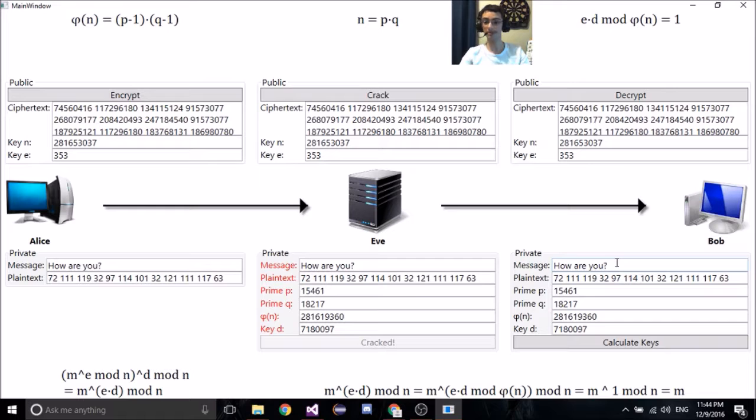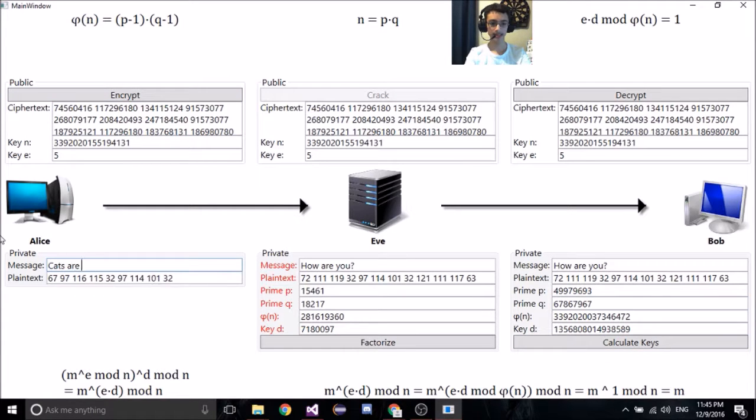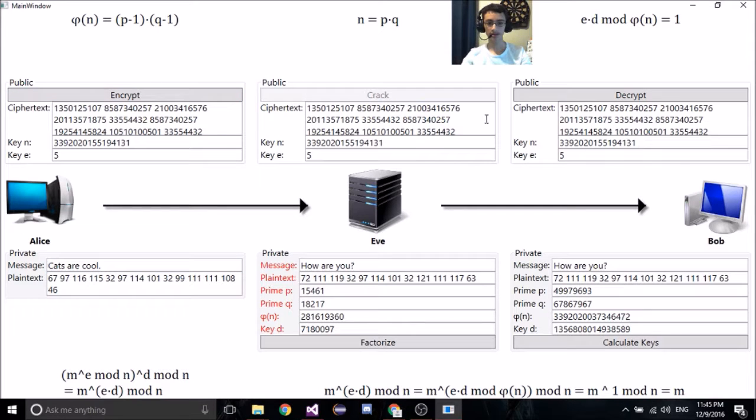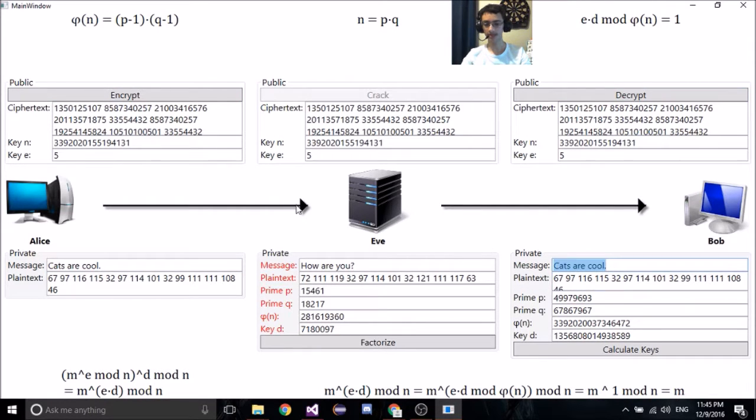We need bigger primes. How about we go to 49979, hold on, 693, 67867. Great numbers. We get our keys from them. They're a little bit bigger. We encrypt. Cats are cool. Encrypt. We decrypt. We can see that we get the message, but can Eve get the message?